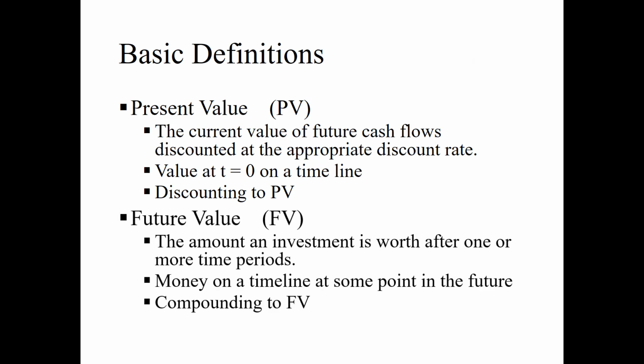Our future value can be an amount some investment is worth after one or more time periods. So for example, if we invested something today, we would call that the present value. And if we earn interest for the next 10 years, for example, if we put money into the bank and kept it in there for 10 years and earned interest, then the amount that we have in the future will be our future value. It is going to be our money or a cash flow on a timeline at some point in the future. In order to determine our future value, we use compounding.